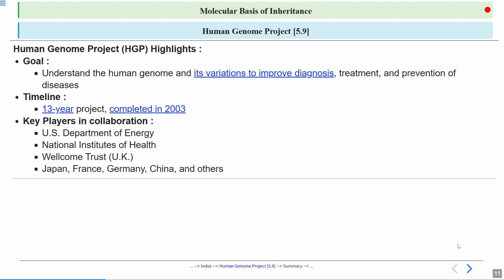So from this slide, what you need to understand and keep in mind is the main goal of this project. Its main goal is to understand the human genome and its variation. Why? To improve the diagnosis, treatment, and prevention of disease. The timeline was a 13-year project started in 1990 and completed in 2003. And these are some key players in the collaboration.